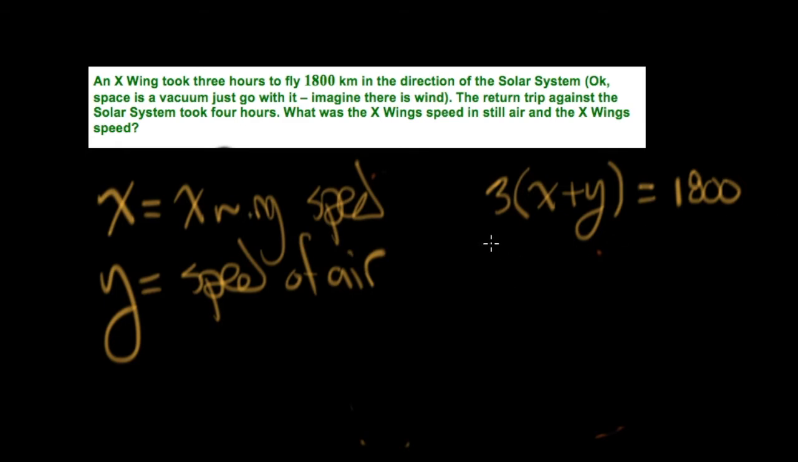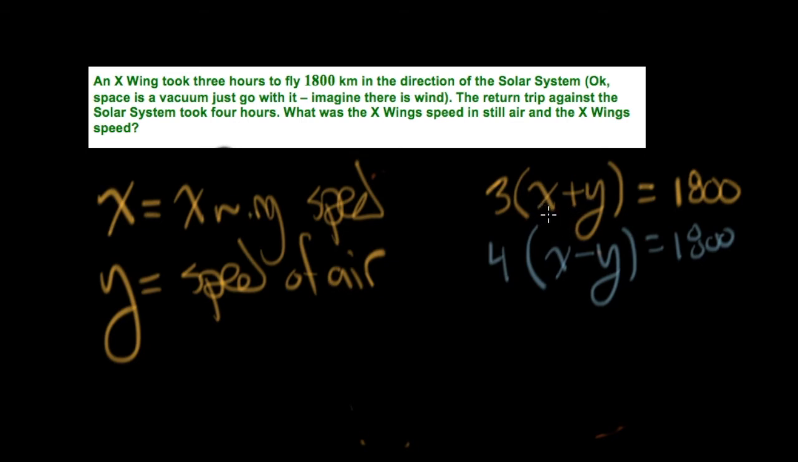So again, the time is 4, and the speed this time is the x-wing, but it's going against the wind, so it's going to be x minus y, and it still took 1,800, just like that. Okay, so can we go solve it now? Well, a couple of things: there are some shortcuts, but I'll show you.